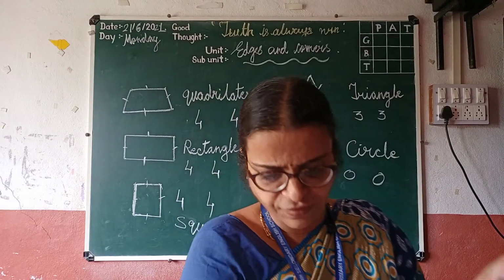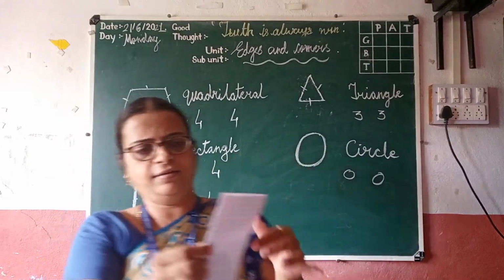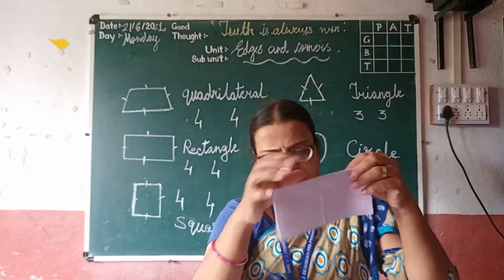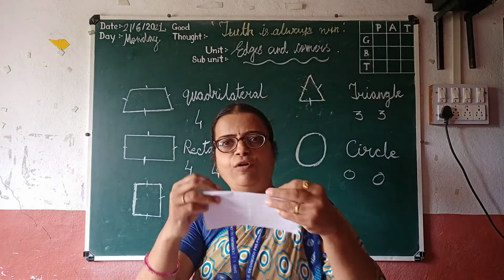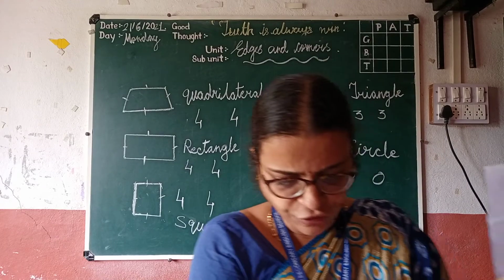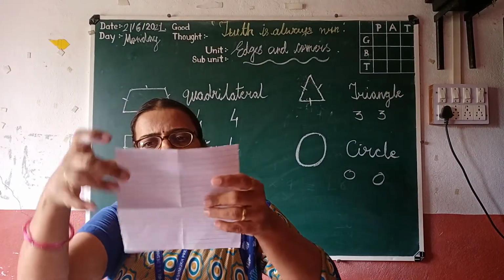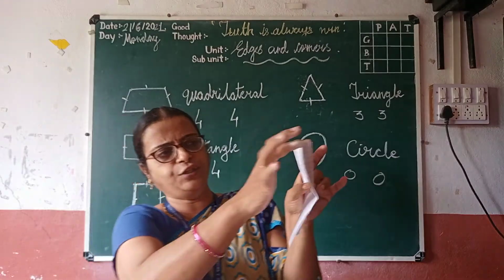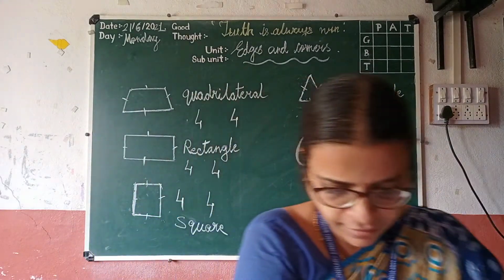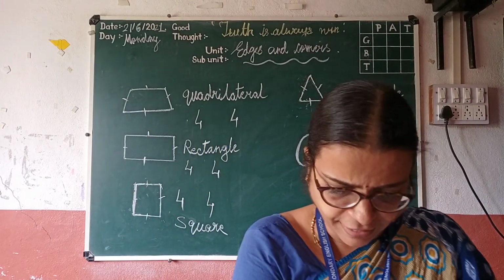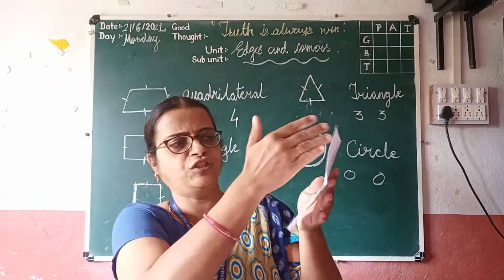Then find the center of the paper by folding it twice. I fold it. See here. Find the center of the paper by folding it twice. Then also mark the center of the 4 edges. See here, 4 edges: 1, 2, 3, 4. These are the 4 edges. Then draw a line from the center of the side to the center of the square as shown in the picture.